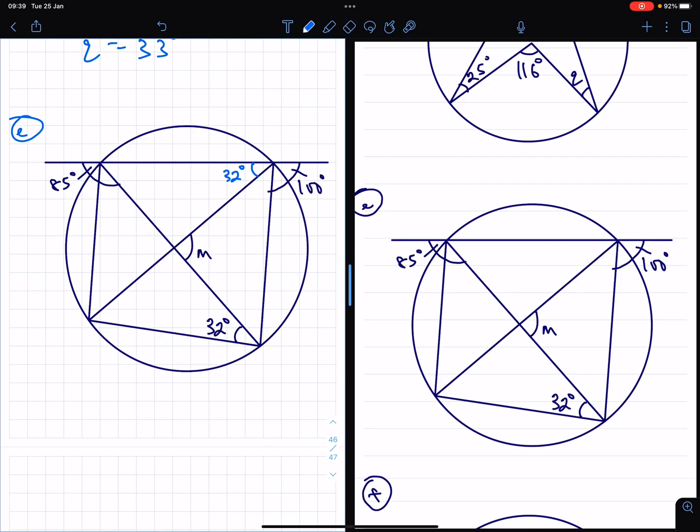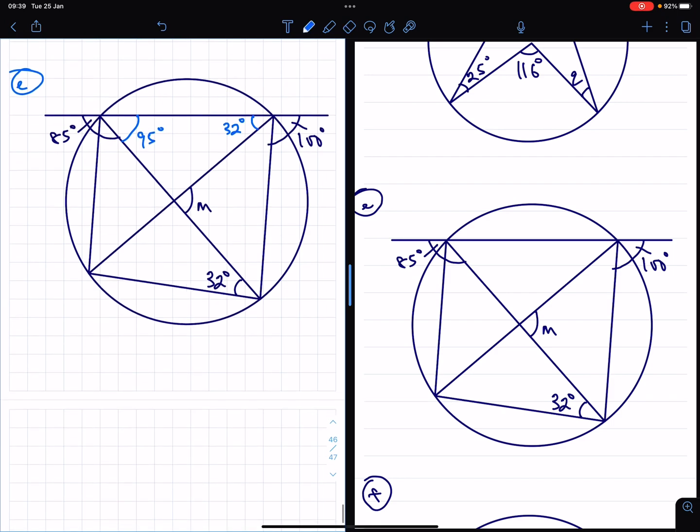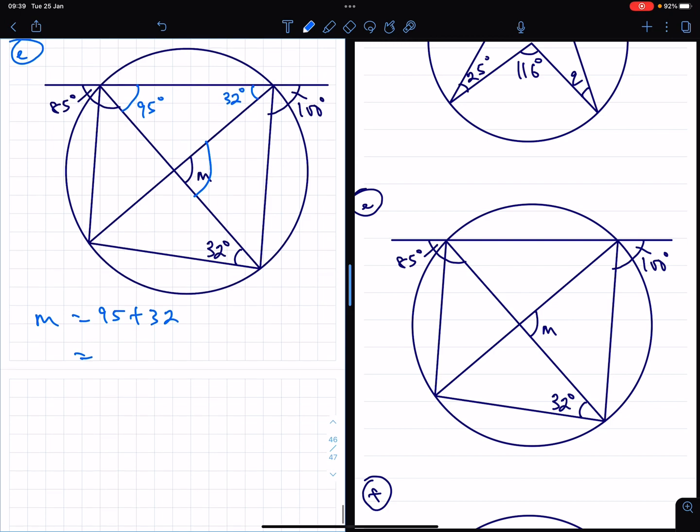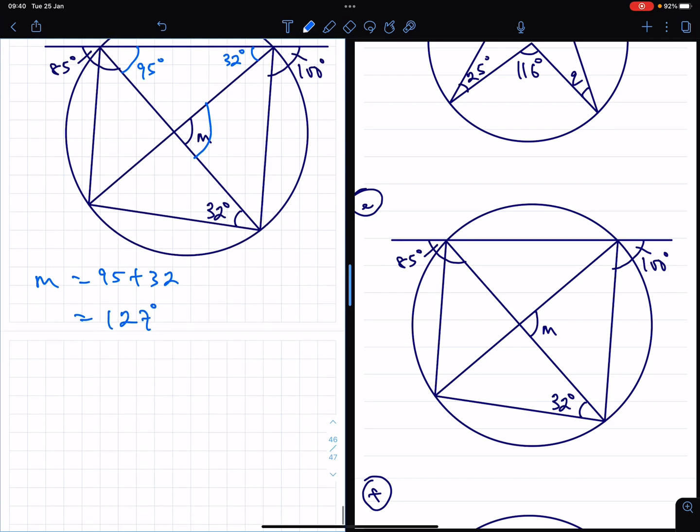I want to find M. Okay, if this is 85 degrees, then this is going to be 180 minus 85, which is 95 degrees. Now I know that M is an exterior angle to this triangle, so M equals 95 plus 32, because the exterior angle of a triangle is equal to the sum of the opposite interior angles. So this angle is this plus this. That's all. So 95 plus 32 is 127 degrees. So M is simply 127 degrees.